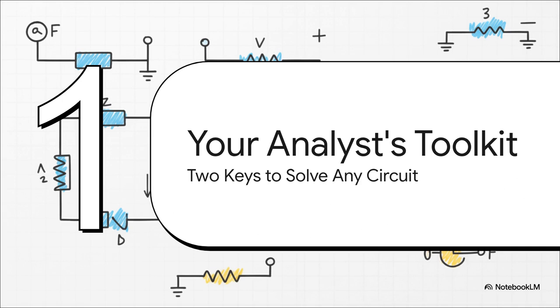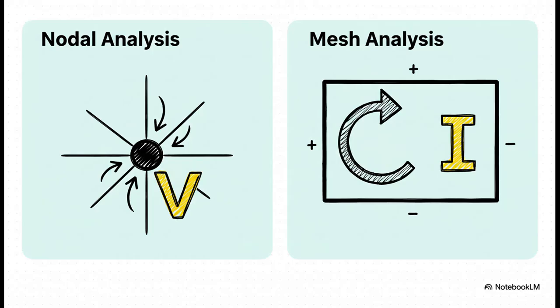We didn't just solve two random circuits. We've added two master keys to your analyst toolkit. Now you have two distinct, powerful ways to approach any circuit you might come across. Let's put them right next to each other. Nodal analysis, on one hand, focuses on finding voltage. Its guiding principle is Kirchhoff's current law, and its basic building block is the node. Mesh analysis, on the other hand, focuses on finding current. It uses Kirchhoff's voltage law, and its basic unit is the loop. You see? Two different philosophies, but both lead you to a complete solution.